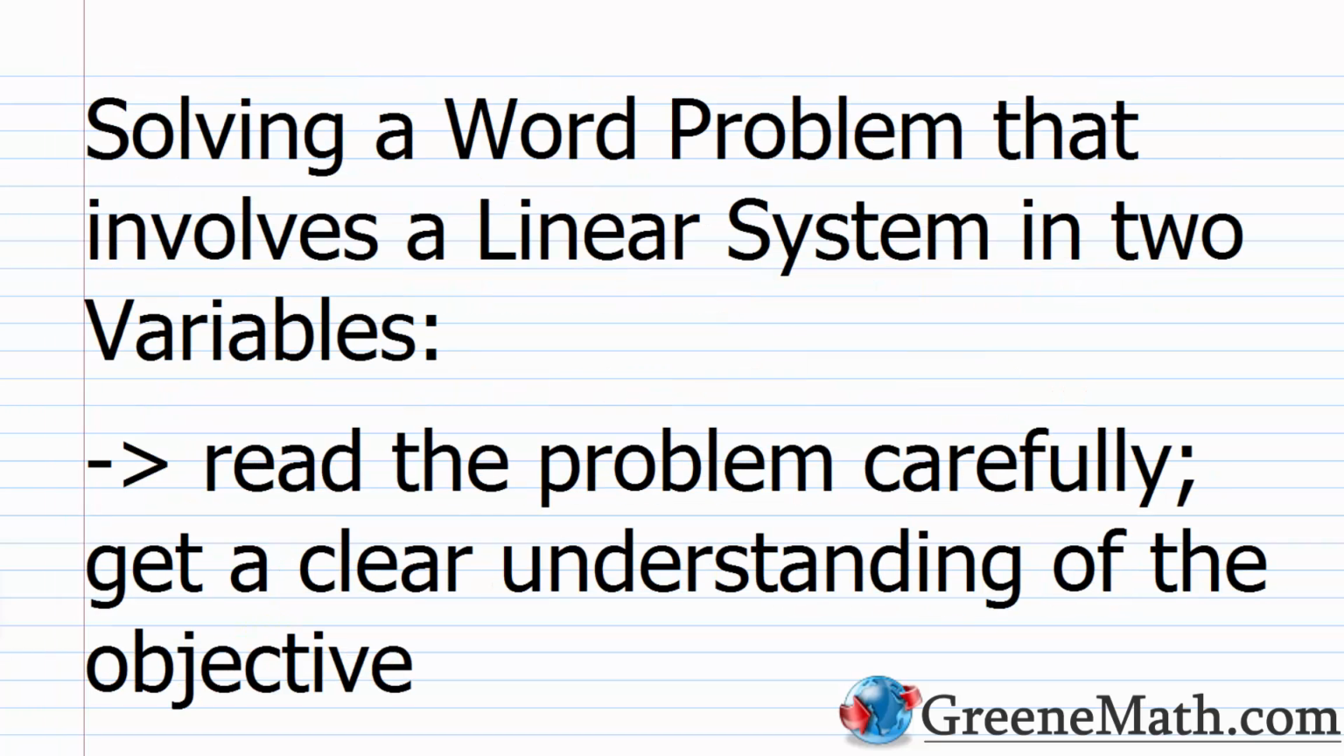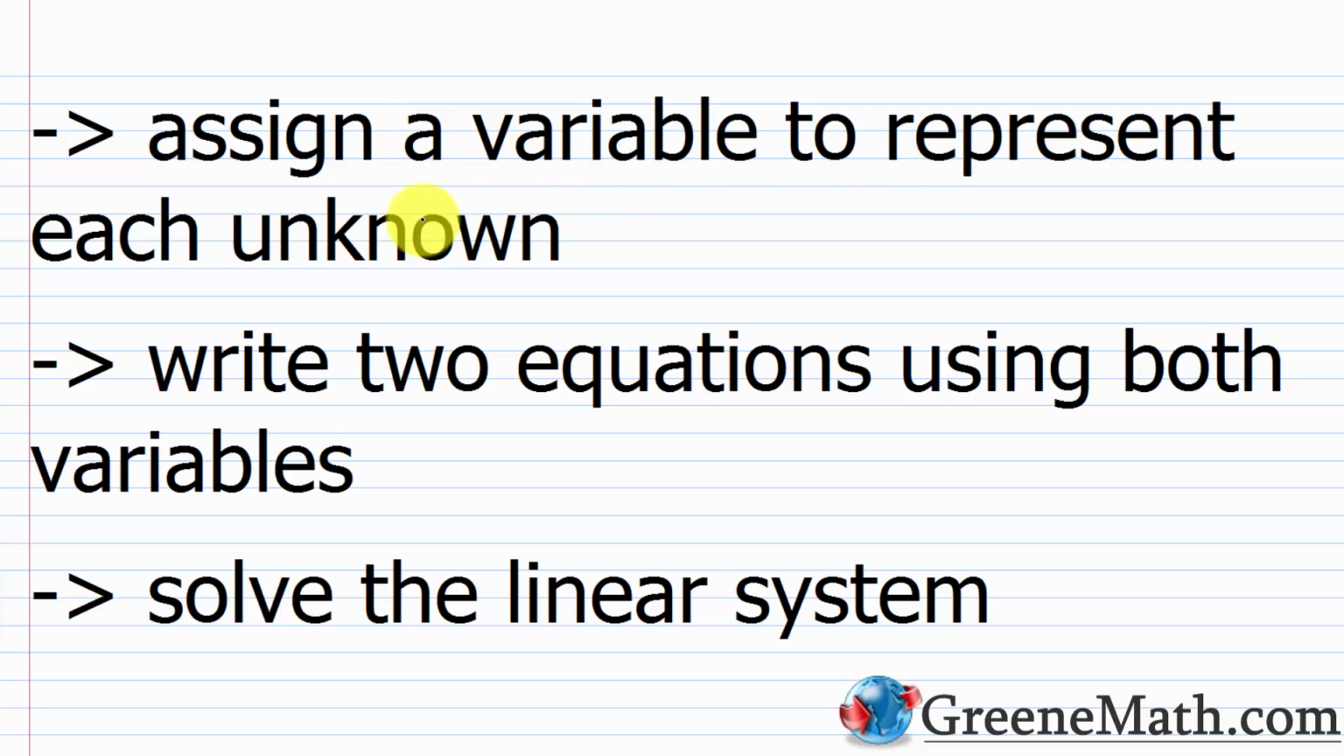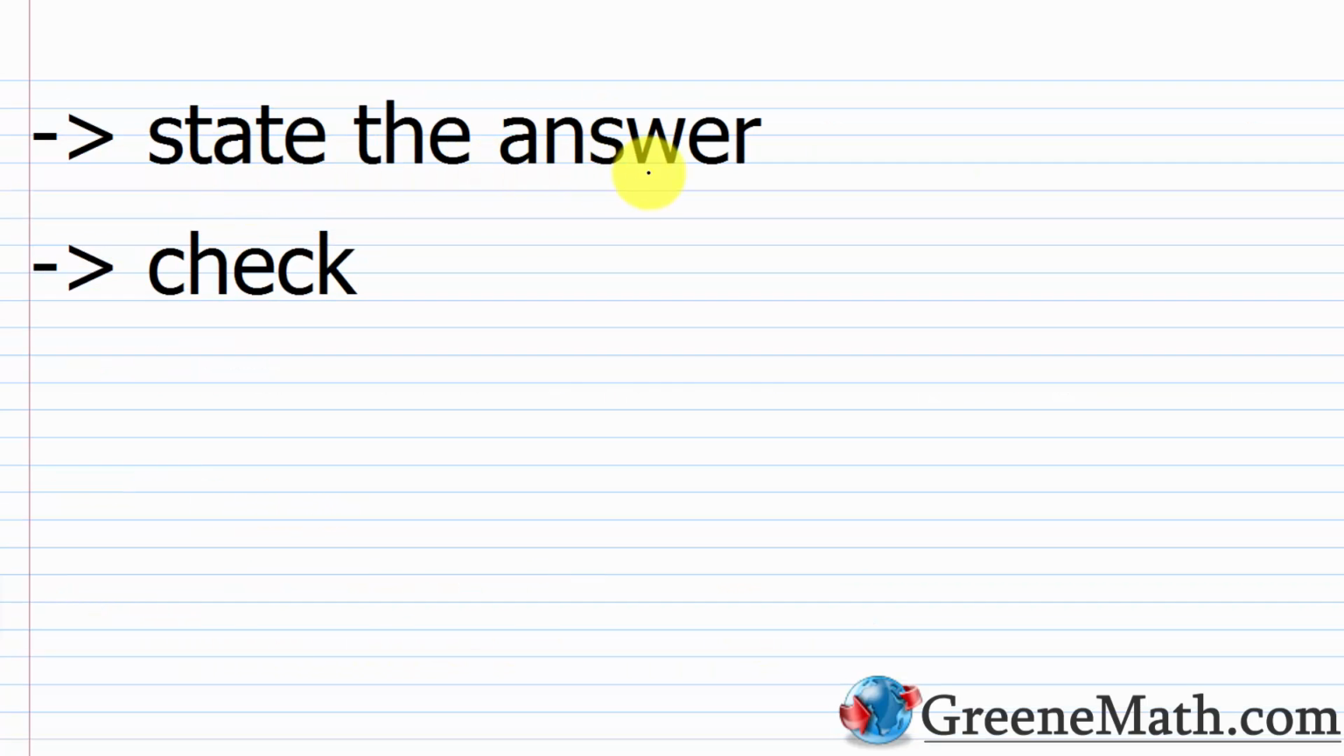Let's quickly cover this procedure, which is just a modified version of the original one I gave you. Solving a word problem that involves a linear system in two variables. First, read the problem carefully and get a clear understanding of the objective. Then assign a variable to represent each unknown. Because we're working with linear systems in two variables, we're going to write two equations using both variables. Then we solve the linear system, state the answer, and generally with word problems we make a nice little sentence. Lastly, we check.